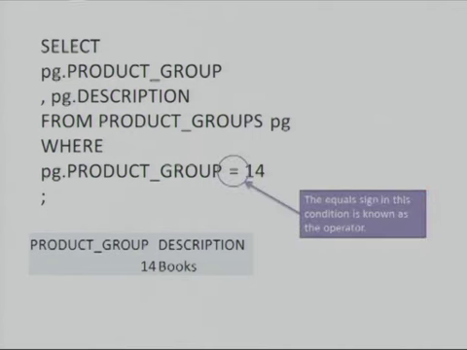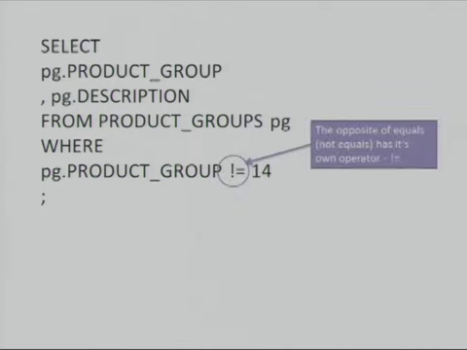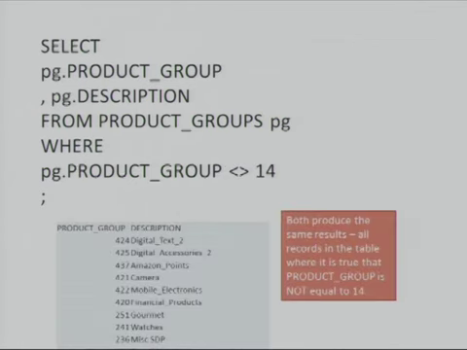The operator we used is the equal sign here. The opposite of equals is not equals. You can write that with an exclamation point right before the equal sign, or you can also write it as a less than and a greater than symbol. Both of those are equivalent. We'll return all the results where it's true that the product group field is not equal to 14, so everything but 14 will be returned.